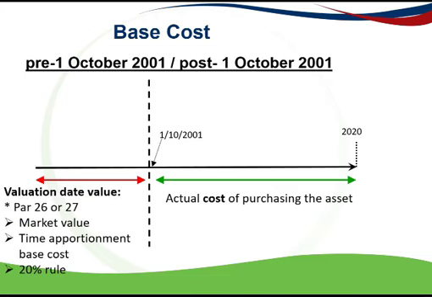To do this, we're going to use either paragraph 26 or 27 of the 8th schedule. 26 is when we're in a profit situation. We're going to have a look at that now. And there, the valuation date value will either be the market value of the asset, which you will be given, the time apportionment base cost, which you'll also be given, or the 20% rule, where you can work out 20% times the proceeds minus the expenses incurred after the 1st of October 2001.